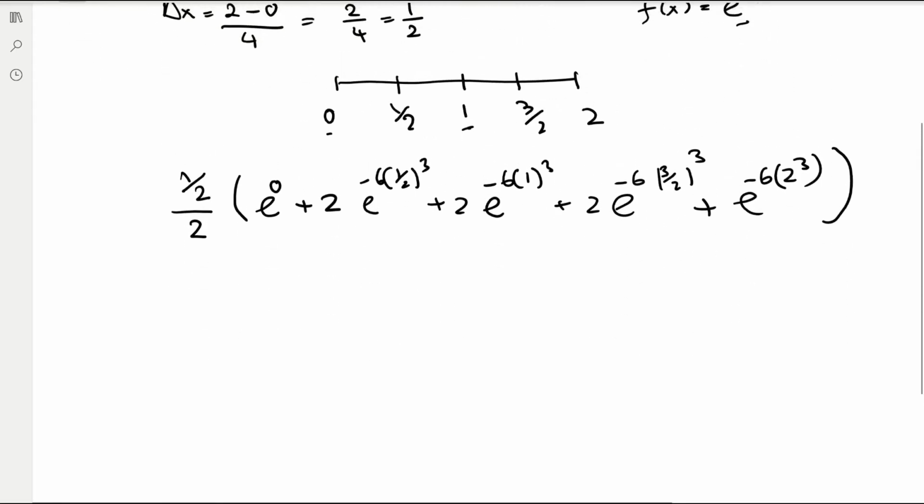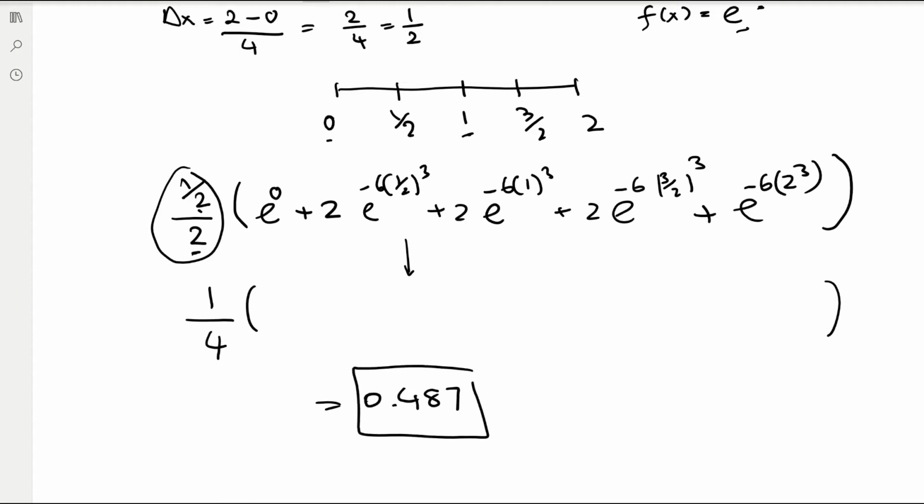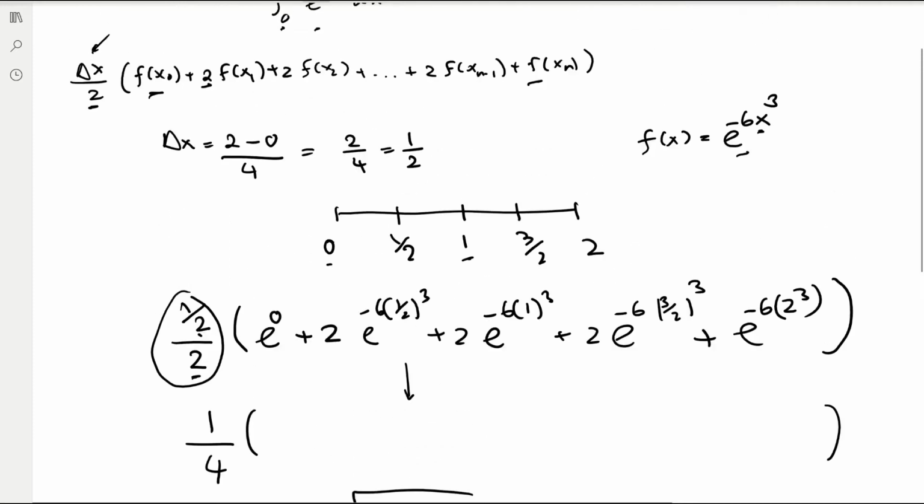But before doing that, let me simplify this. Maybe you have made a mistake in simplifying that. So half over 2 is actually 1 over 4. Okay, so this is in the denominator, this is in the denominator. You can multiply both of them. It's 1 over 4. So then it's 1 over 4 times this entire thing. And if I use the calculator, okay, what I got is 0.487. That's the answer to my first question.